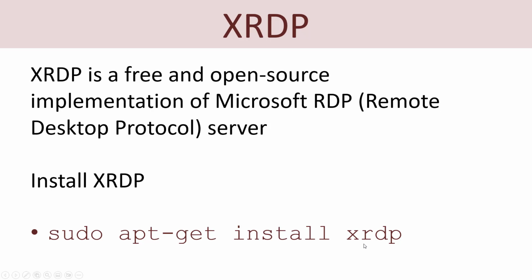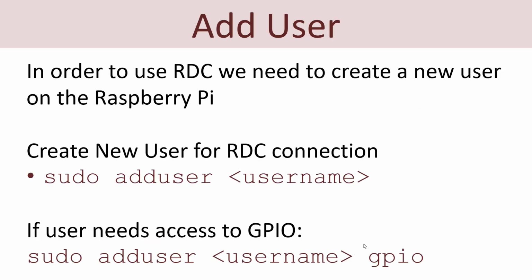So now the XRDP software is installed on the Raspberry Pi. The next step is to create a new user that we need to use in order to connect to the Raspberry Pi using this remote desktop connection, because we cannot use the built-in root user that we created earlier in the Raspberry Pi imager. So we need to create a new user in order to get access to the Raspberry Pi remotely using this remote desktop connection.